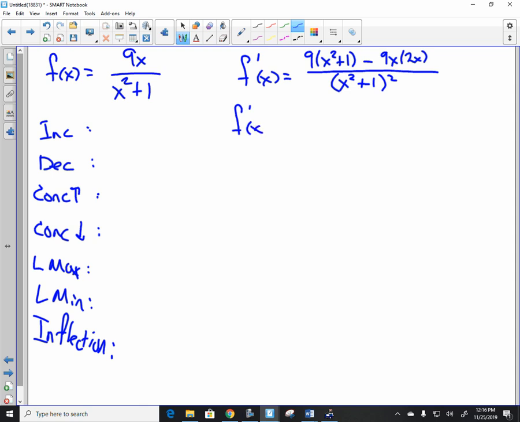So f prime of x is equal to the top. What is my x squared term? Negative 9x squared, everybody agree? Negative 9x squared. Then just plus 9, over x squared plus 1 quantity squared.